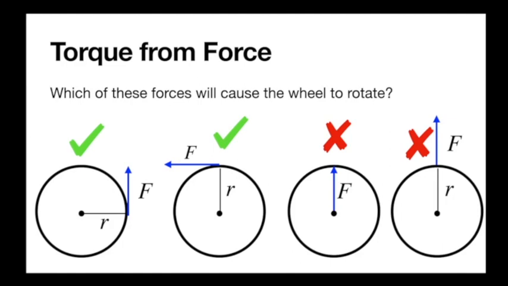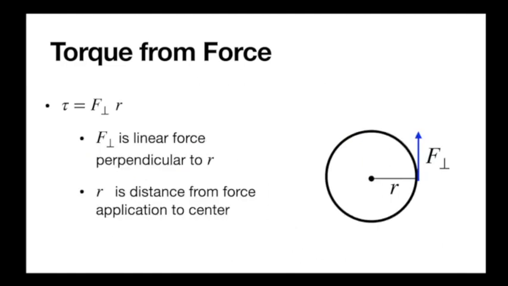So again, the location matters. It needs to be separated from the axis of rotation, and the direction matters. It needs to be perpendicular to the vector that connects the axis of rotation to where that force is. And so the expression we have for torque is exactly that. It's the perpendicular piece of the force times the magnitude of the vector r, the distance away from the center of rotation.